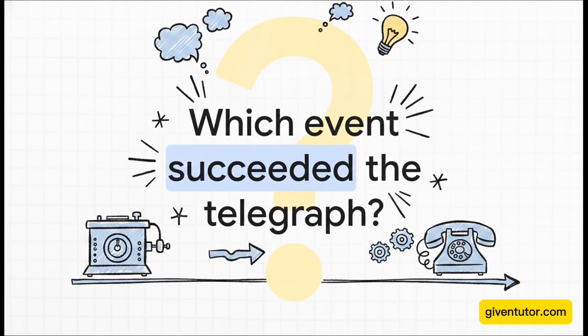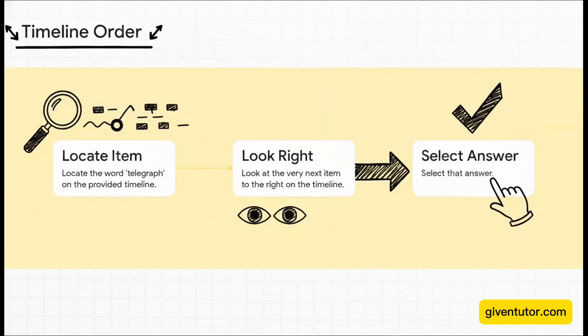Okay, let's look at practice question number 2. Which of the following events succeeded the telegraph? This is a classic timeline question. It tests your chronological reasoning, but, and here's the best part, you don't actually need to know the year the telegraph was invented. The answer is literally sitting right there in the graphic. Let's look at the technique and show the work.